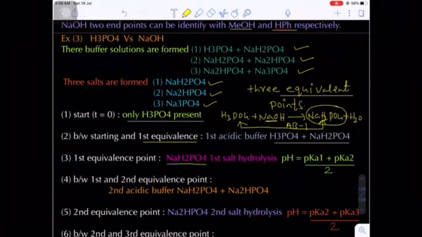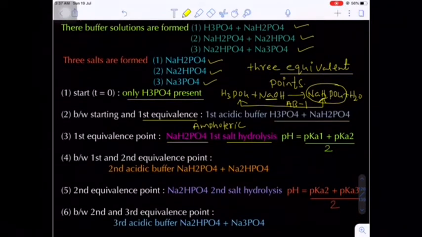Okay, now at the first equivalent point what happens? H3PO4 and NaOH both will be completely consumed, and only sodium dihydrogen phosphate salt remains. So at the first equivalent point, sodium dihydrogen phosphate, that is the salt, will undergo hydrolysis. Do you know this salt will be an amphoteric species? Yes, because it has two acidic hydrogens. For amphoteric species we have the formula pH is equal to (pKa1 plus pKa2) by 2.